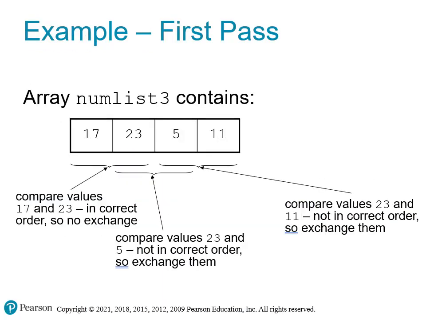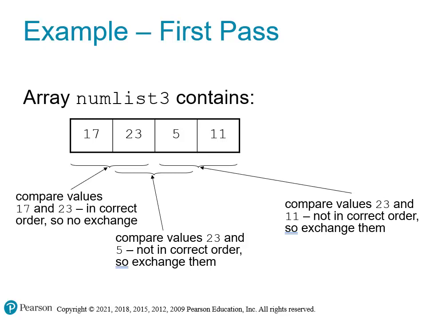We have an array numList3 containing the elements 17, 23, 5, and 11. First, we compare the elements 17 and 23. They are in correct order ascending, so no exchange is needed. Next, we compare 23 and 5. These are not in the correct order, so we swap them and the array becomes 17, 5, 23, and 11.